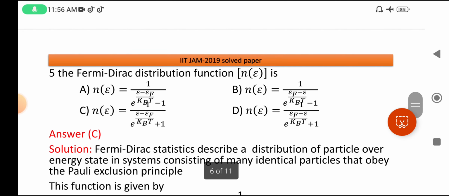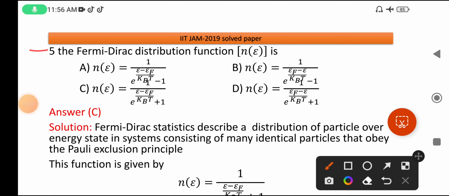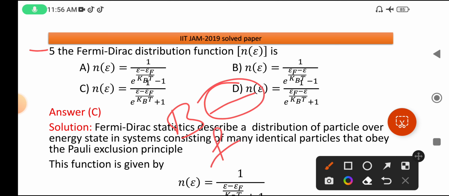Next question. The Fermi-Dirac distribution function n of E is, okay. For Fermi-Dirac, you must keep in mind one logic. Bose stands for minus, Fermi for plus. So for the Fermi-Dirac distribution you get plus, and for Bose-Einstein you get minus.